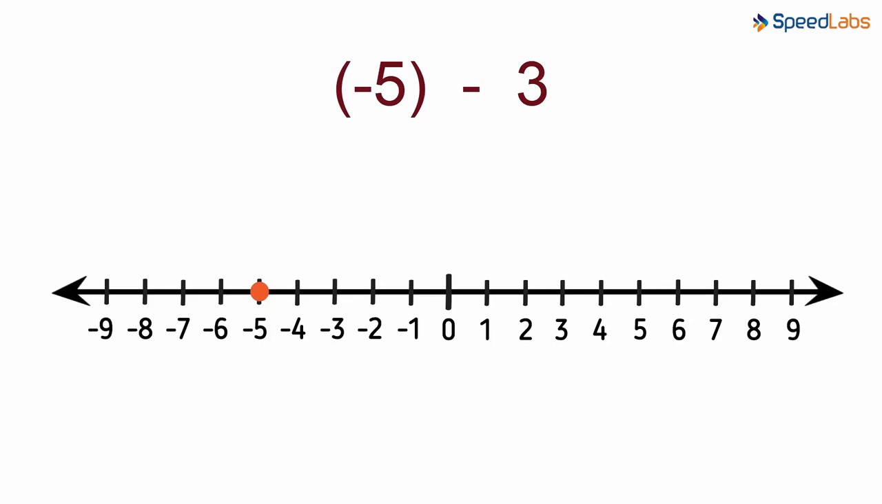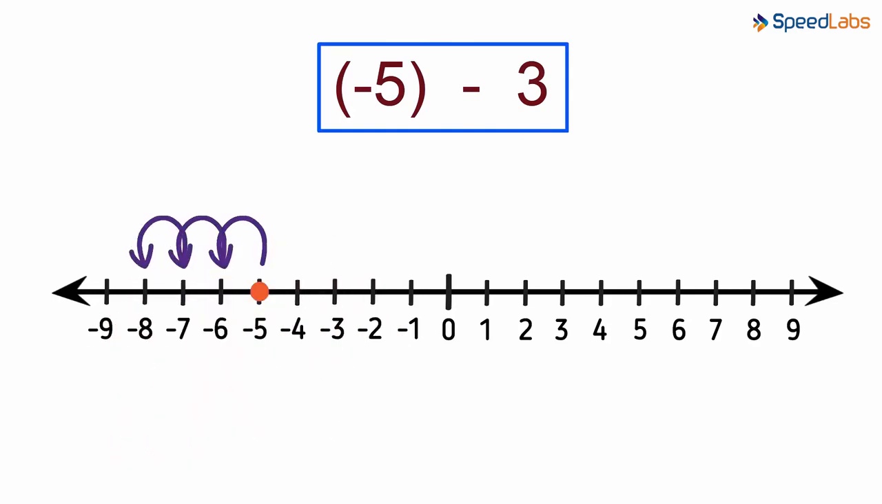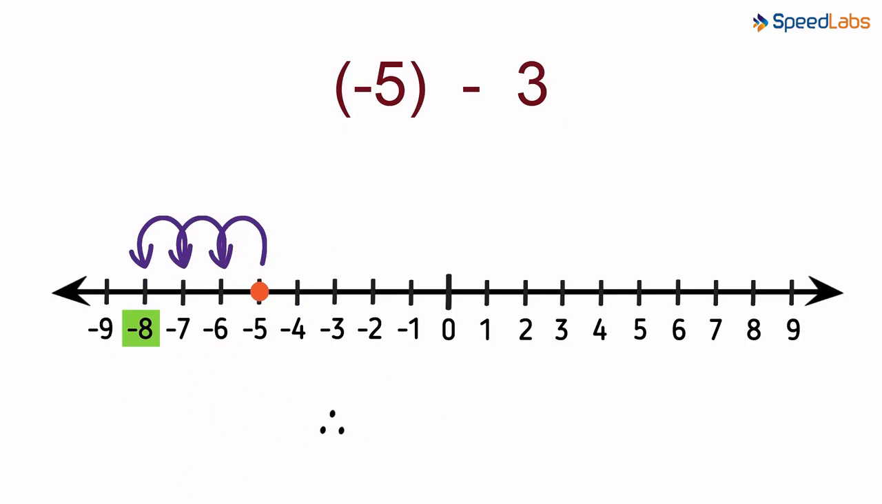We have to find a number that is 3 less than -5. Therefore, we will move 3 steps to the left from here. The answer is -8. Yes, 3 less than -5 is -8.